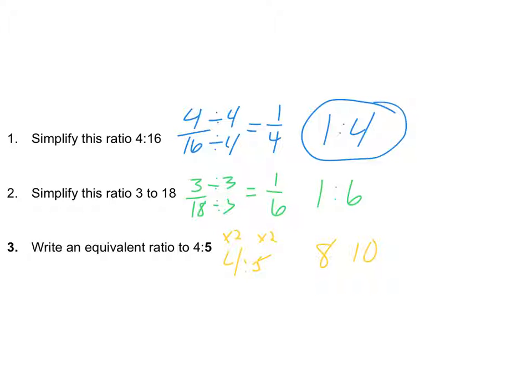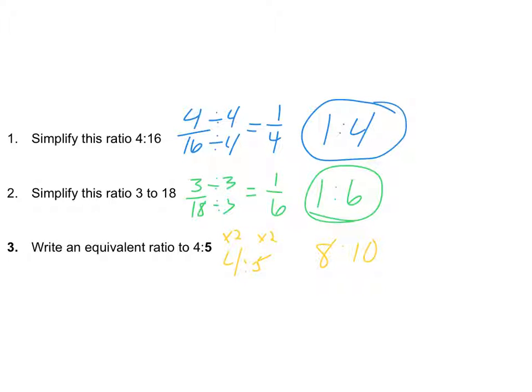For the next one, simplifying the ratio 3 to 18, I write it as 3/18. Greatest common factor between 3 and 18 is 3. I can take a 3 out of both, so I divide top and bottom by 3 and I get 1/6. Write that as a ratio of 1 to 6.